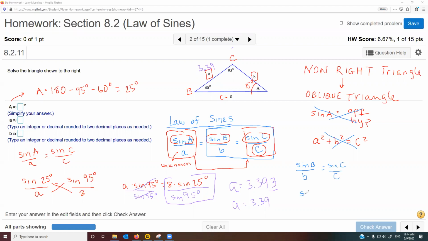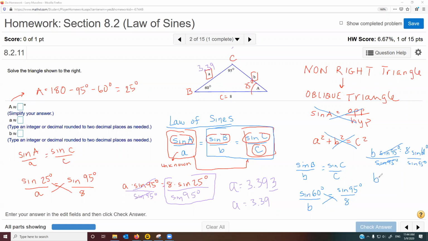In our example, that's going to be sine of 60 over side B, which is unknown, and that's going to be equal to sine of C, which is 95 degrees, over side C, which is 8. Again, I'm going to cross multiply, so it looks like B times sine of 95 degrees is equal to 8 times sine of 60 degrees. I want to get B by itself, so I'm going to divide both sides by sine 95 degrees.